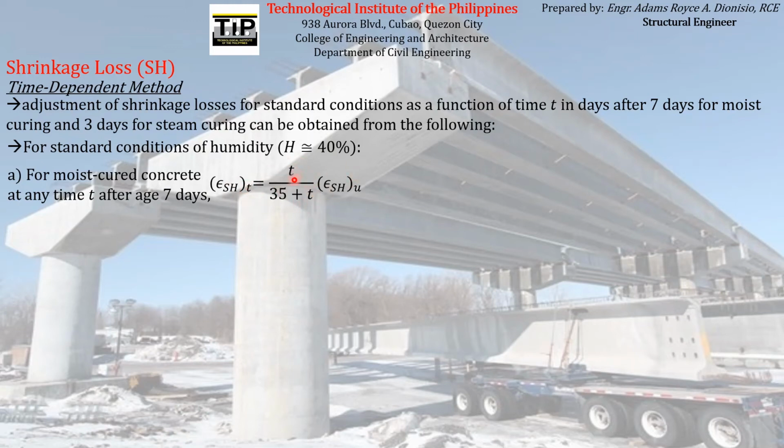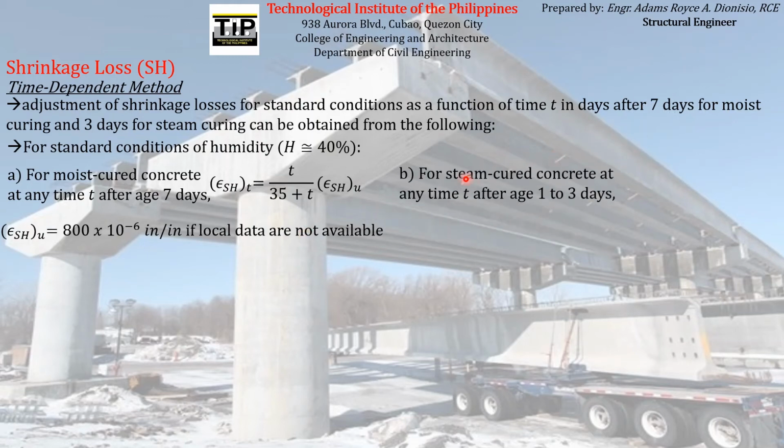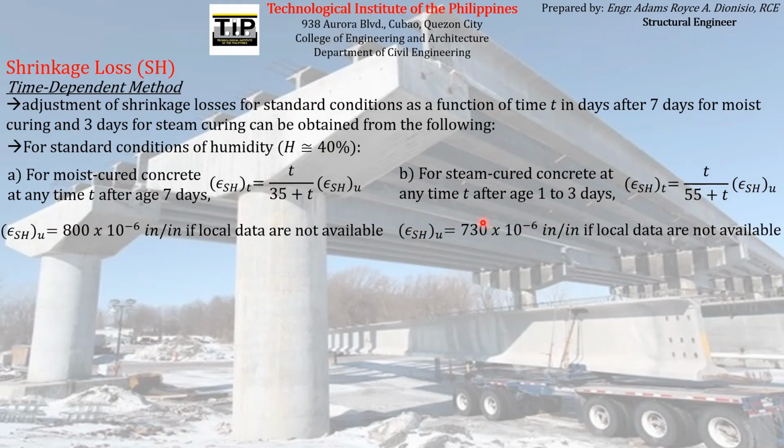So the product of this factor and the ultimate shrinkage strain, which can have a value equal to this if local data are not available. For steam cured concrete at any time t after age 1 to 3 days, the adjusted shrinkage strain with respect to the time-dependent adjustment is just equal to this formula. Again, almost similar to the previous formula, we just change 35 to 55 for the case of steam cured concrete. And the value of the ultimate shrinkage strain here can be used as 730 times 10 to the negative 6 if local data are not available. So that's for standard conditions of humidity only.